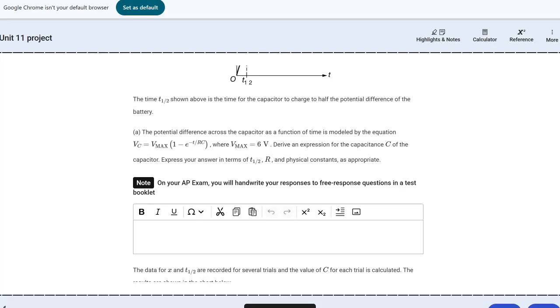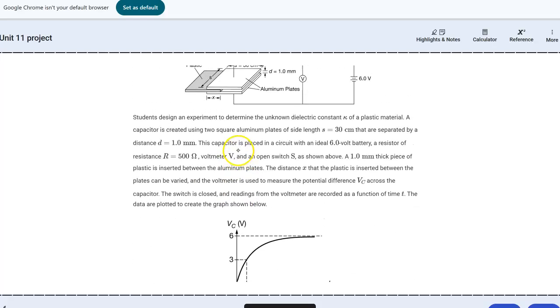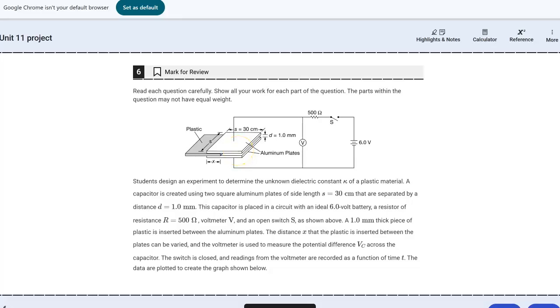So this is the sixth FRQ of the Unit 11 project. So let's get into it.